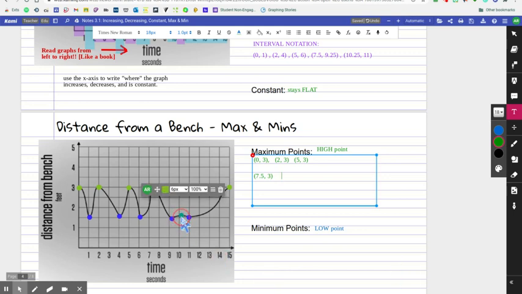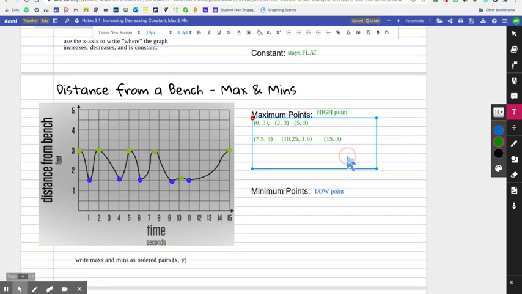What about this one, right? So we said in our increasing, decreasing that the time here was 10.25 seconds. But what's the height? That's not 3 feet. It's a little bit above 1.5. What would you say that's at? Yeah, let's go with 1.6. I'm cool with that. That's what I wrote in my little notes here. And what's our last max point? Perfection, 15, 3.